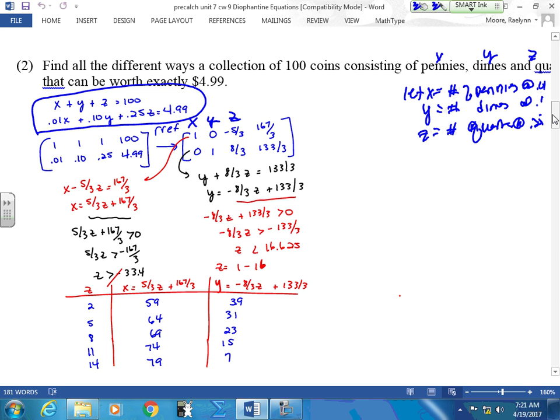I have 1x, no y, negative 5/3 z equals 167/3. No x, 1y, 8/3 z equals this. And it's kind of easy when you're looking at both equations. They both contain a z. So you can't really solve for z because then you'll have two different variables. So solve for x and y in terms of z. Until you get here.